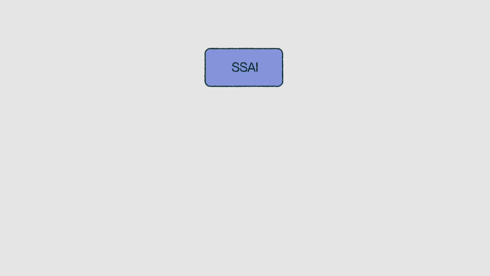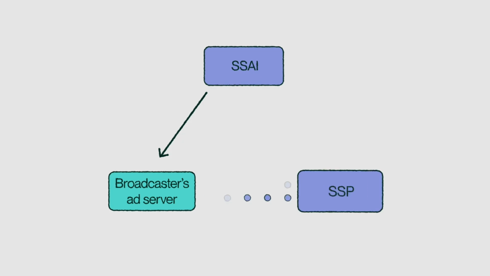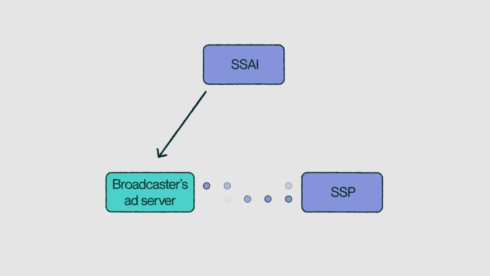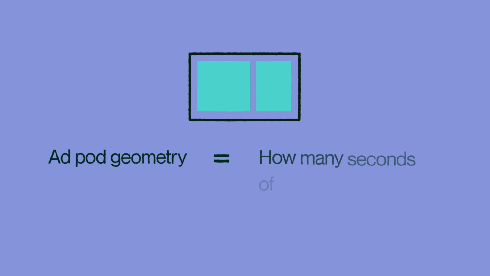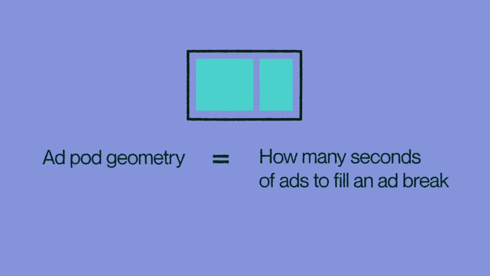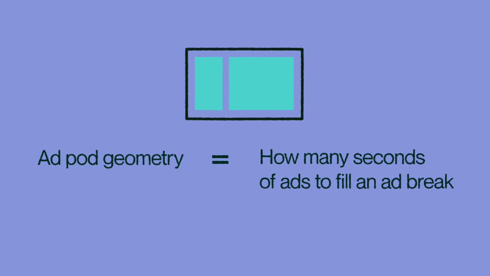Broadcasters use what's called server side ad insertion technology, or SSAI, to seamlessly integrate ads into the live stream. When an ad break is triggered, the SSAI requests ads from the broadcaster's ad server. The ad server then communicates with the SSP it's connected to. SSPs will use their understanding of the preferred structure for that particular ad pod, like the total time to fill and the minimum maximum allowed duration of ads, to request bids from DSPs. These details are referred to as the ad pod geometry.